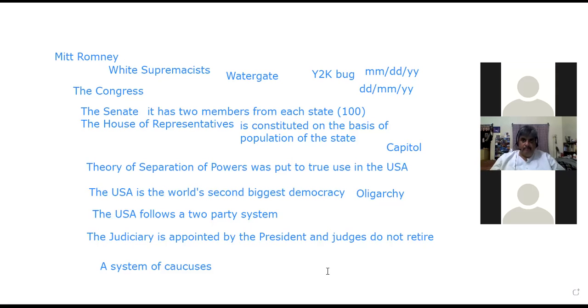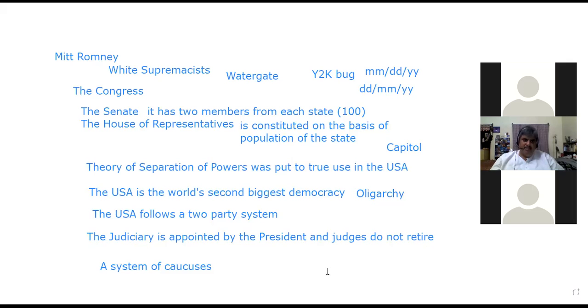These people are elected without getting elected, if you can make sense of that. So what kind of a system is that? And it calls itself the world's second biggest democracy. And right now these caucuses have narrowed down to two names, Republican and Democrat, for some time now.